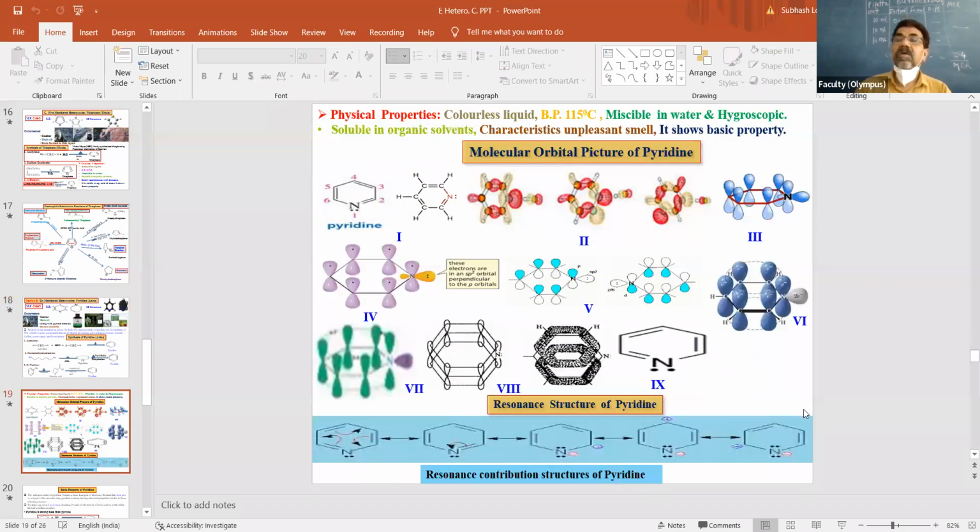These are the molecular orbital pictures, exactly similar to that of pyrrole, only a 6-membered ring. Physical properties are the same: boiling point 115 degrees centigrade, miscible with water. It is hygroscopic in nature, soluble in organic solvents, with a characteristic, pleasant smell, and shows basic property. Pyrrole and pyridine are the only two heterocyclic compounds that show basic property, whereas thiophene and furan do not.